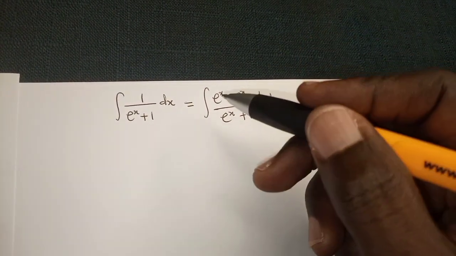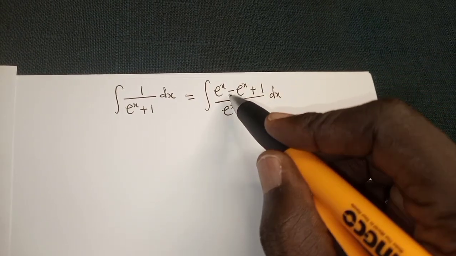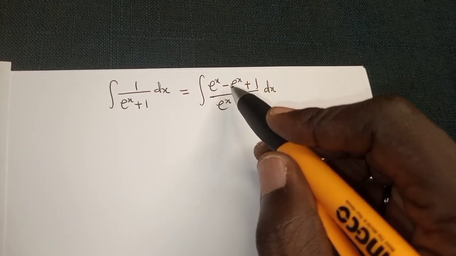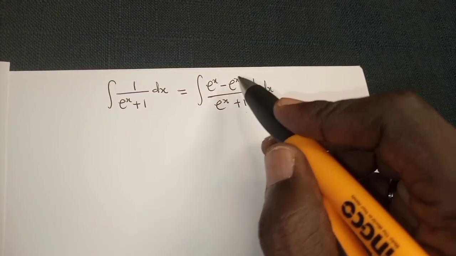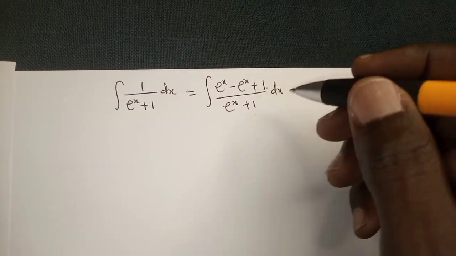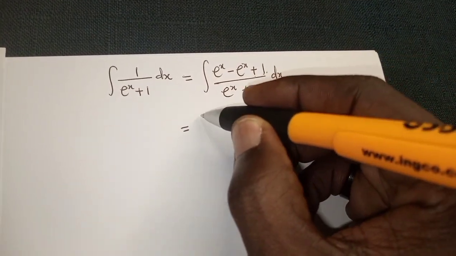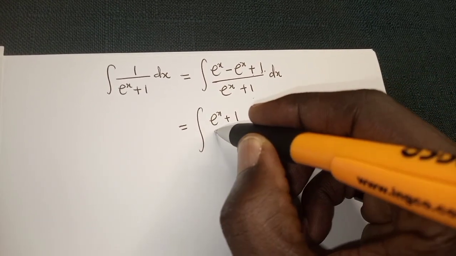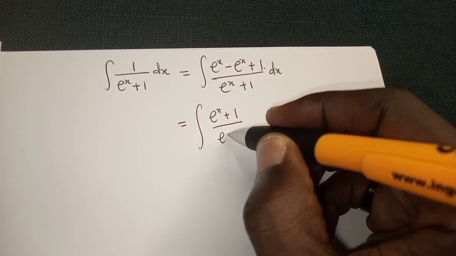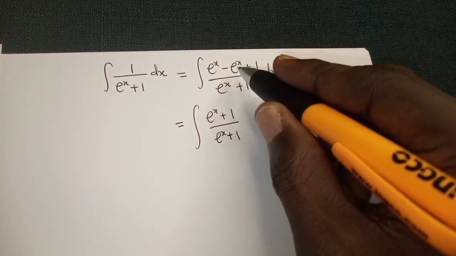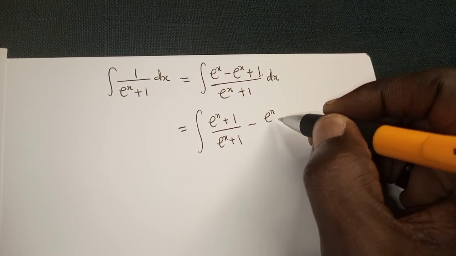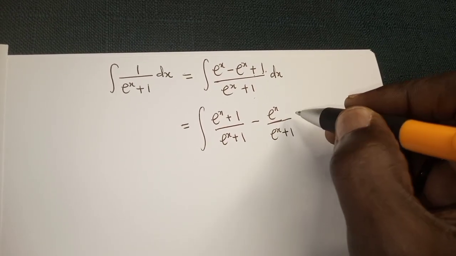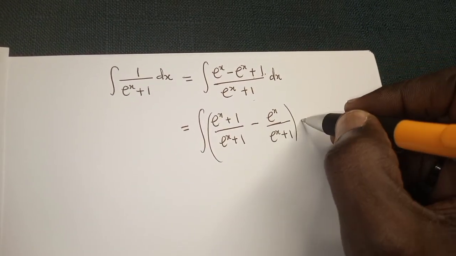So now is to rearrange the terms up here so that it should just look like the denominator. So we have e exponent x plus 1. Okay, so we separate that from this. So you'll be having the integral of e exponent x plus 1 on the denominator e exponent x plus 1, then minus e exponent x on e exponent x plus 1. So all this dx.